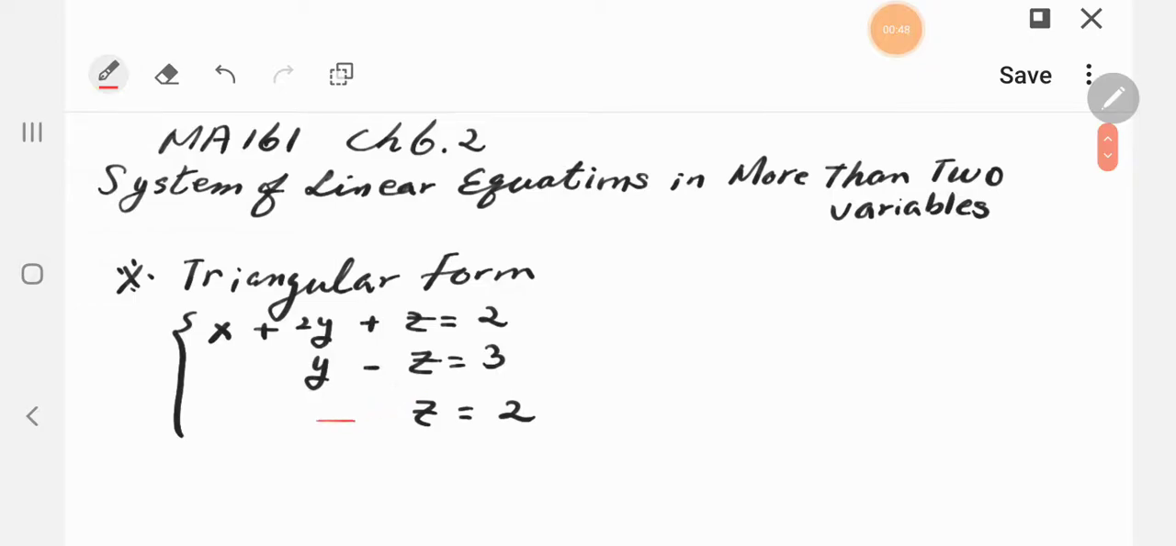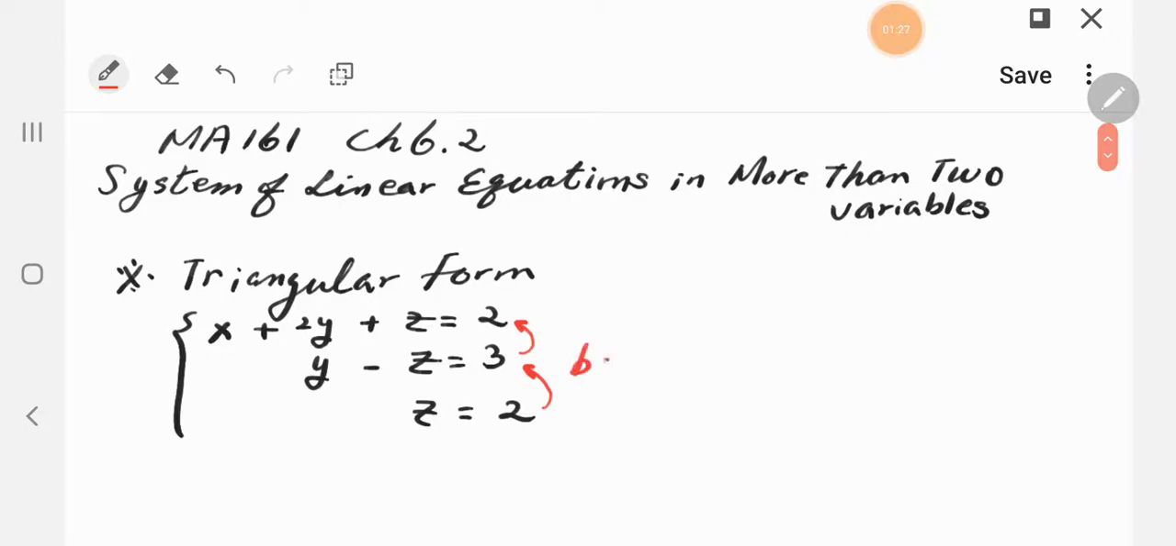Triangular form is this. The last equation is for the z variable. So the z value is given, or the last equation shows the z value. And once you have the z value, then you can find the y value from the second equation, because we already know the z value. Then from the second equation, we get the y value. Then using these y and z values, we can find the x value from the first equation.